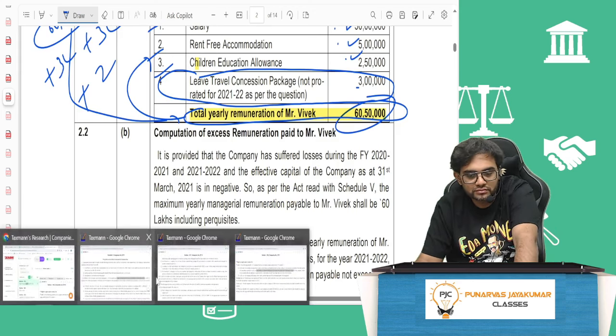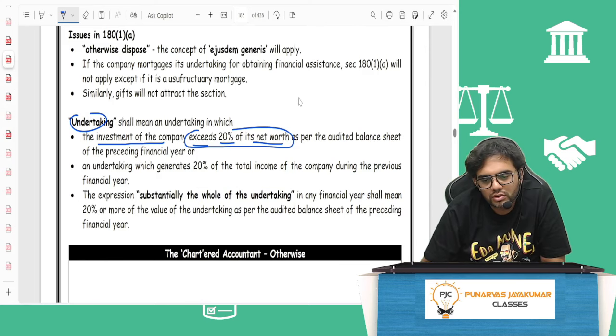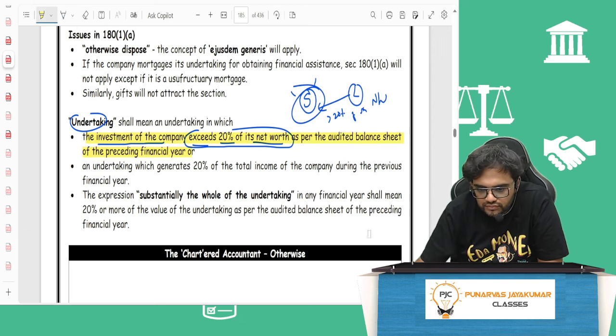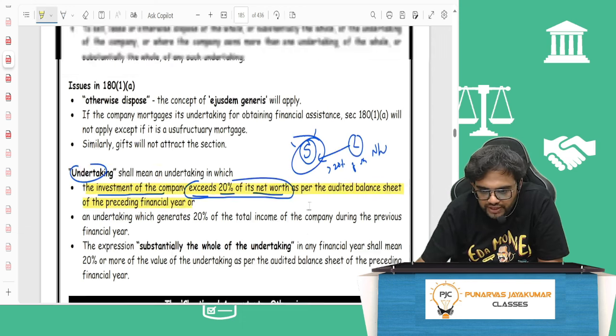I repeat. Shruti will be called an undertaking if Lotus has invested more than 20% of its net worth in Shruti. Page 180. Section 180, page 180. Super. You see? Net worth is 100 crore. It has invested 25 crore, more than 20%. Definitely it's an undertaking. Conclusion they have given.